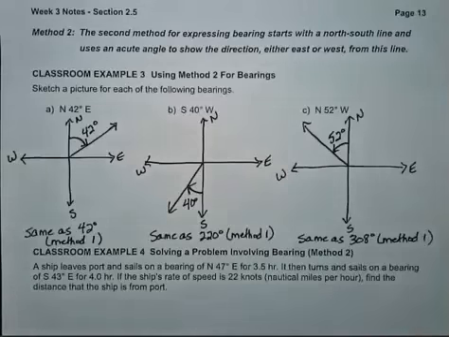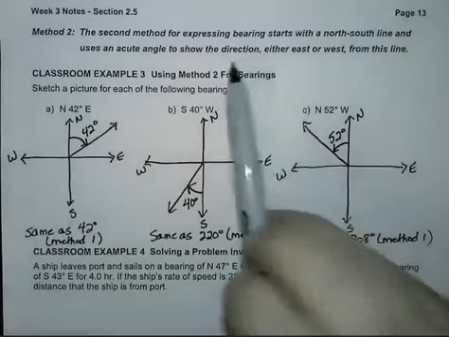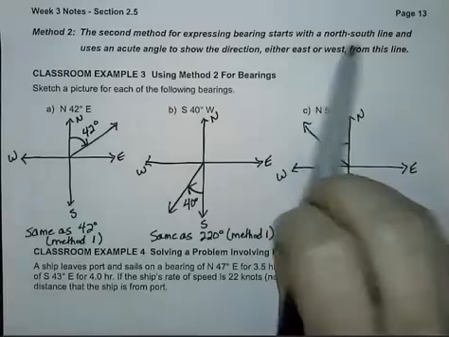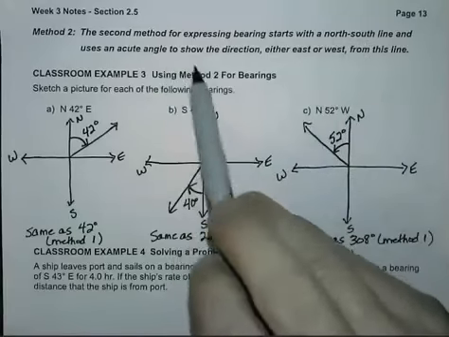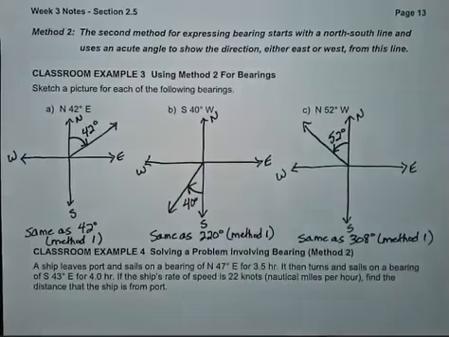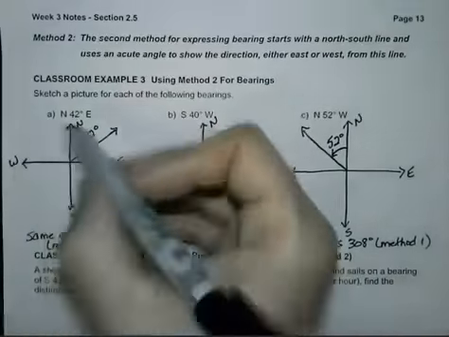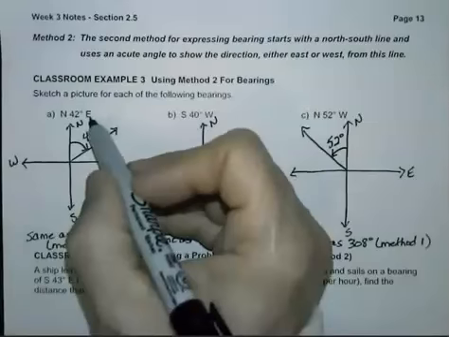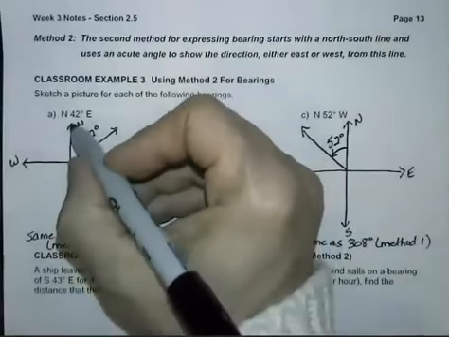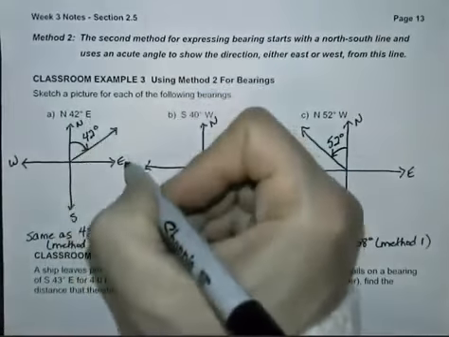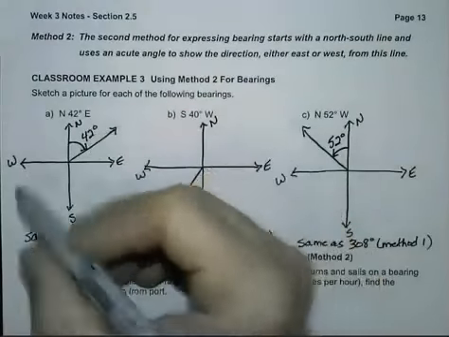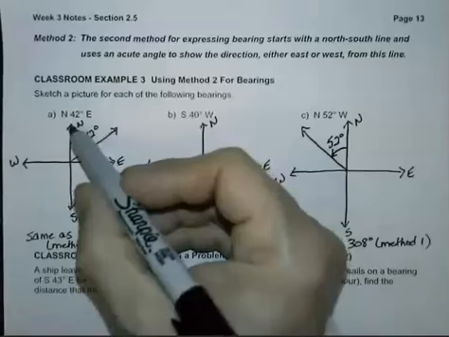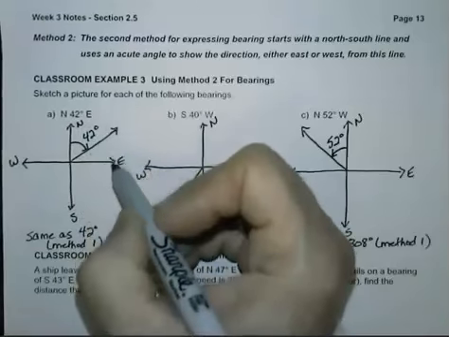Now we'll look at the other method for bearings. For this method, we start with either a north or south direction, and then we have an acute angle to show the direction either east or west from that line. If we have north 42 degrees east, that means we're starting at due north and we're going 42 degrees to the east. And that's why I labeled each of these with north, east, south, and west. So this would start north and it would go 42 degrees towards the east.